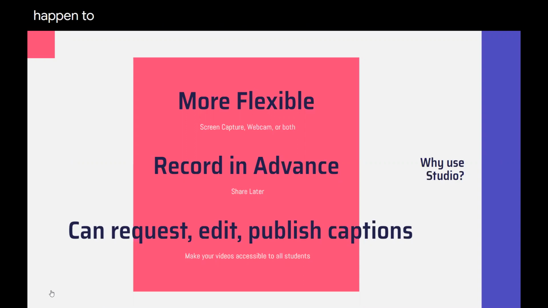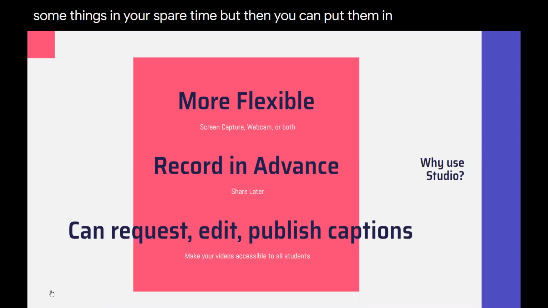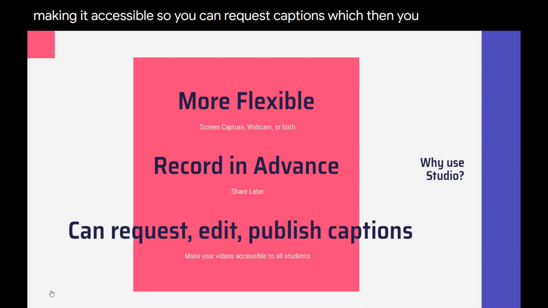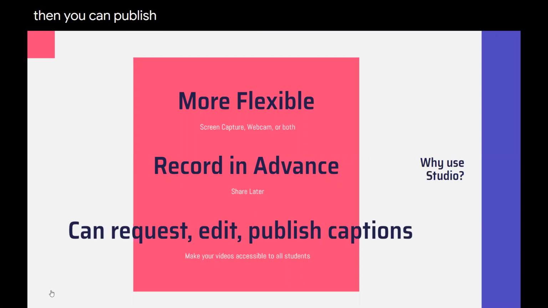So if you happen to have a whole bunch of spare time, yeah, right, haha, you can record some things in your spare time, but then you can put them in Studio and share them with your students at any point. But you can also share it across multiple classes. You can keep it for future use, etc. And again, we're back to making it accessible. So you can request captions, which then you can edit, and then you can publish. So you have all these things that you can do in Studio.